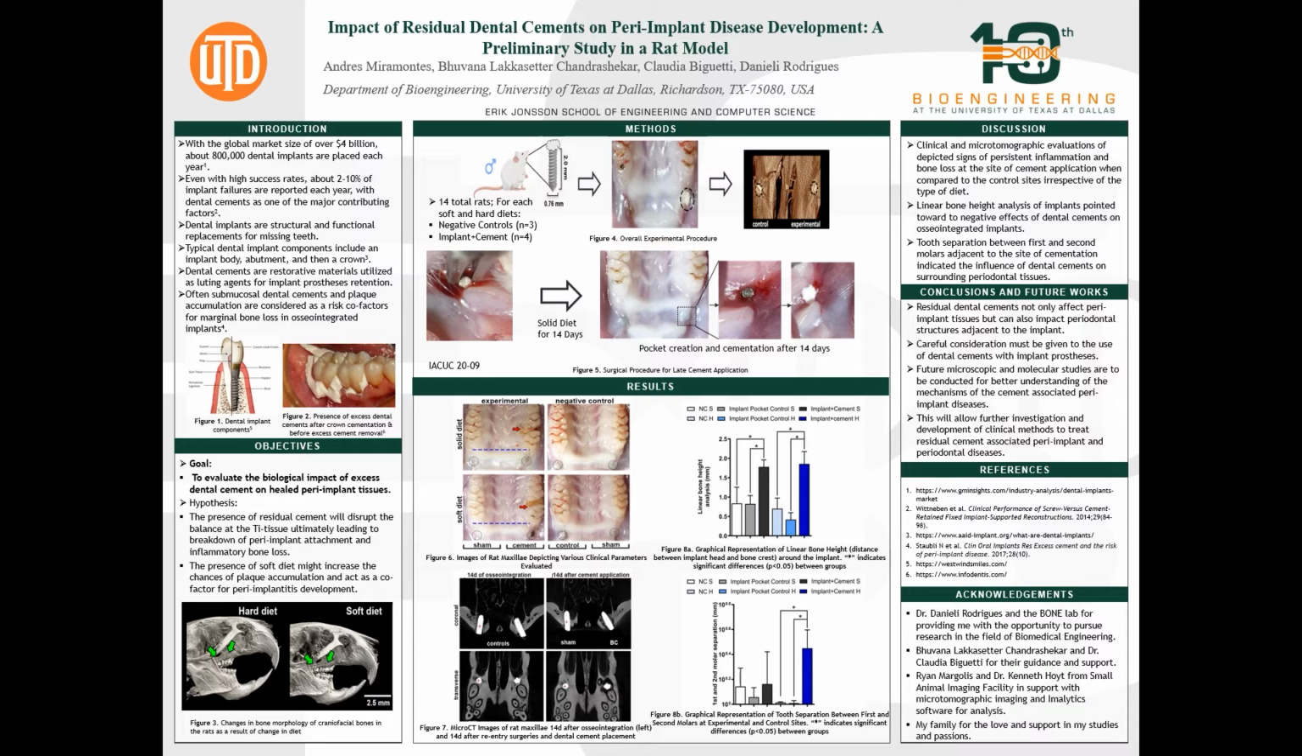When putting this analysis into graphical representations that we can see in Figures 8A and 8B, there's a significant difference in linear bone height for the implant with cement for the soft diet group versus the control sites of the soft diet group. Then for the tooth separation of the first and second molars, there was no significant difference between the soft diet experimental group when compared to the soft diet control group. Although for the hard diet group, there was an even greater significant difference for the implant and cement site when compared to the control sites for both the linear bone height and tooth separation.